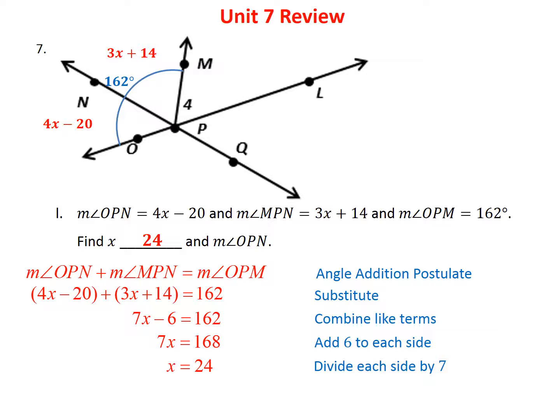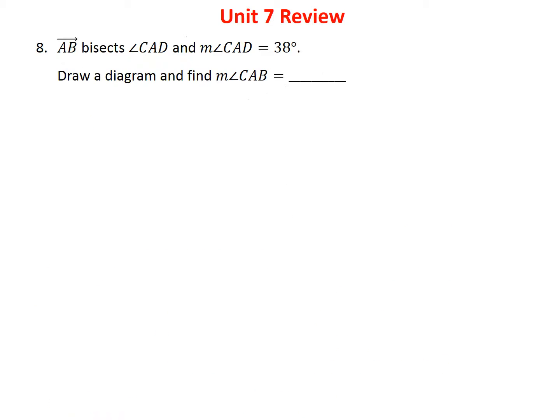And now to find measure OPN, I'll simply substitute x equals 24 into the expression 4x minus 20. So 4 times 24 minus 20 is 96 minus 20. So my answer is 76 degrees. If I wanted to be extra sure, I could plug 24 into the 3x plus 14 and determine what that is, and make sure that that angle and the other angle add up to 162 degrees.